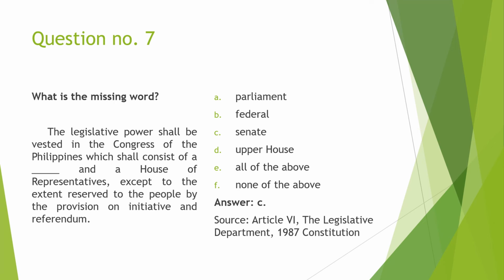Question number 7. What is the missing word? The legislative power shall be vested in the Congress of the Philippines, which shall consist of a blank and a House of Representatives, except to the extent reserved to the people by the provision on initiative and referendum. The choices are letter A, Parliament, letter B, Federal, letter C, Senate, letter D, Upper House, letter E, all of the above, or letter F, none of the above. The answer is letter C, Senate. The source is Article 6, the Legislative Department of our 1987 Constitution.